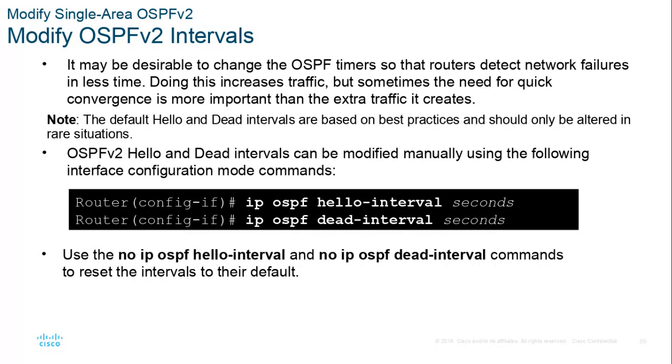So if you've made the IP OSPF hello interval some crazy number and you want to change it back because you ruined the connectivity, just go back to no IP OSPF interval. It'll go back to the default. That'll fix it for you.